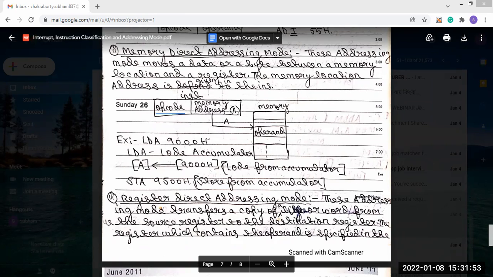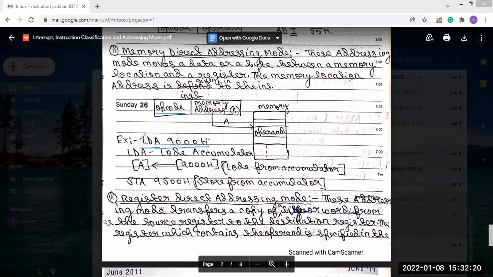But in the memory direct addressing mode, what will be there? The opcode should be present and the memory address should be present. Then where will the operand be? The operand will be present inside that particular memory address which is given. So here, this is the instruction, you see, LDA 9000H. That means load accumulator.